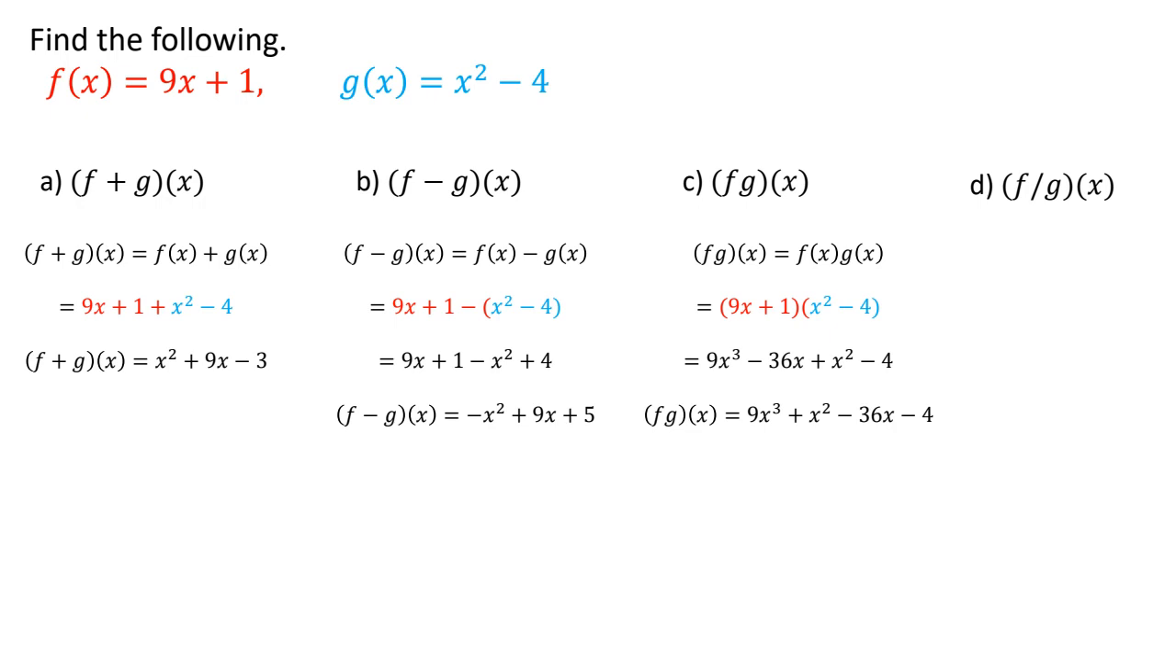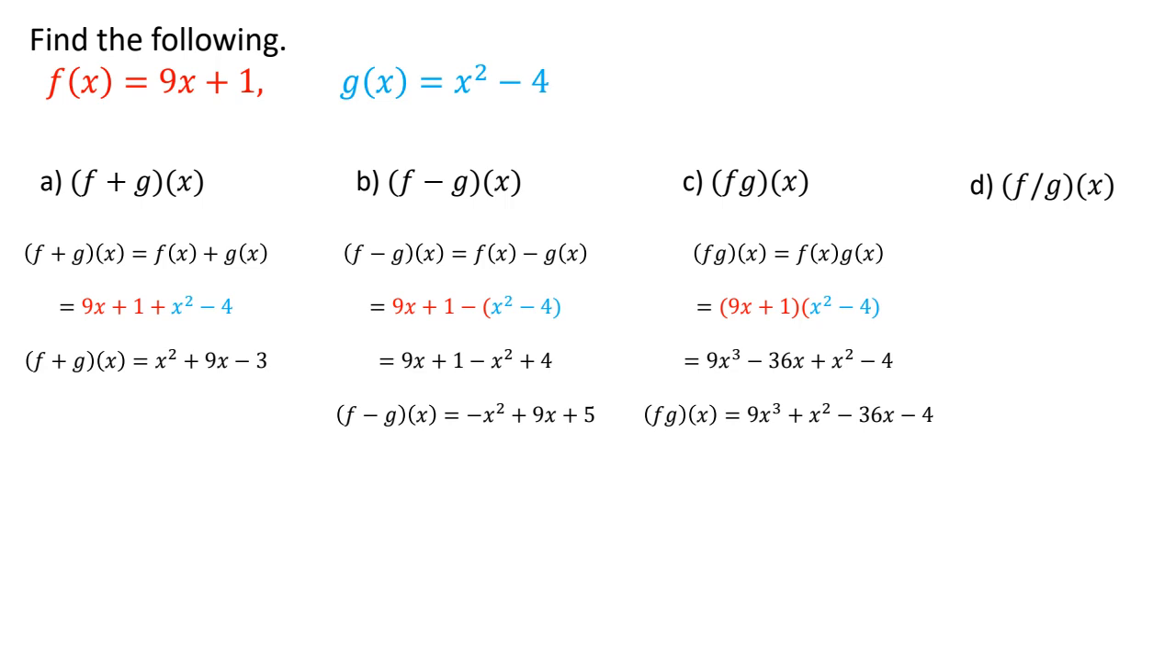Then I just combine like terms if I can, and I see that I don't have any like terms. So my answer, I could just leave it like that. The computer would accept it. But again, we like to keep things normal, right? So we like to have it in descending order. So this is 9x cubed plus x squared minus 36x minus 4. But again, this is not necessary, okay?